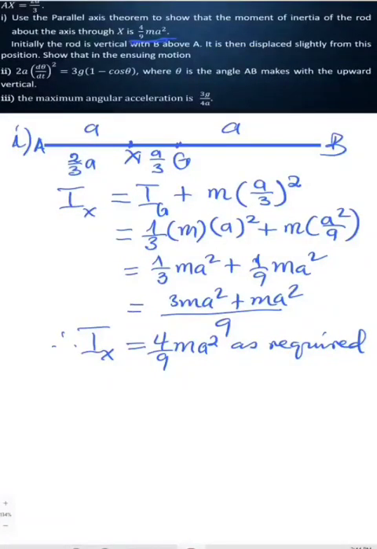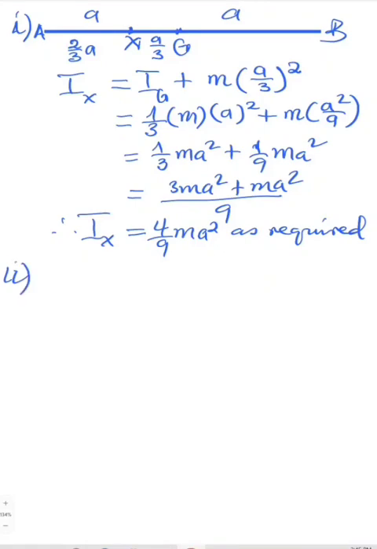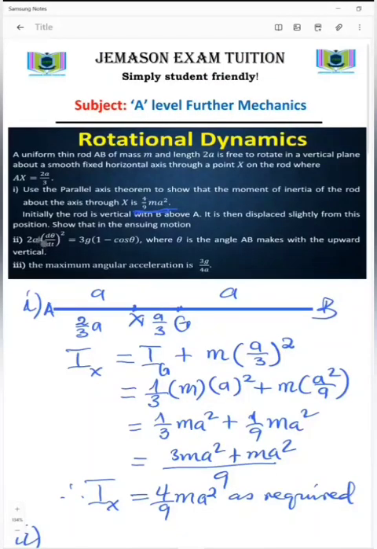Now, in the second part, we are told that initially the rod is vertical with B above A. It is then displaced slightly from this position. Show that in the ensuing motion, 2a (d theta/dt) squared equals 3g into 1 minus cos theta, where theta is the angle AB makes with the upward vertical. As a tip here, generally when you see a rotational dynamics question and there is a proof of a statement like this involving (d theta/dt) all squared, know that you are going to use conservation of mechanical energy to arrive at that statement.